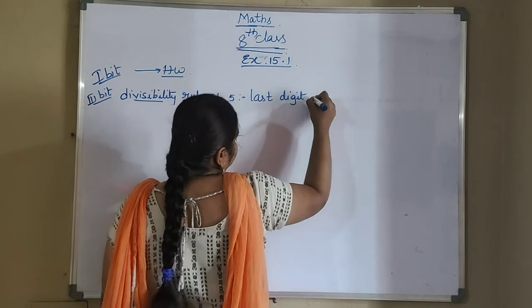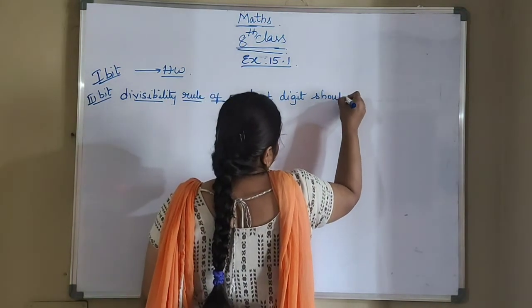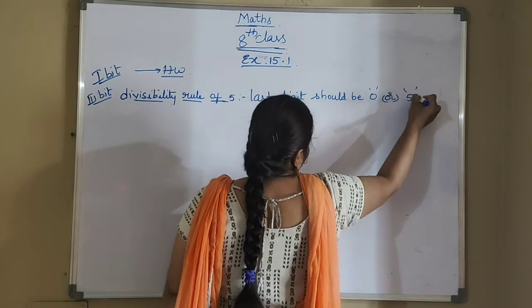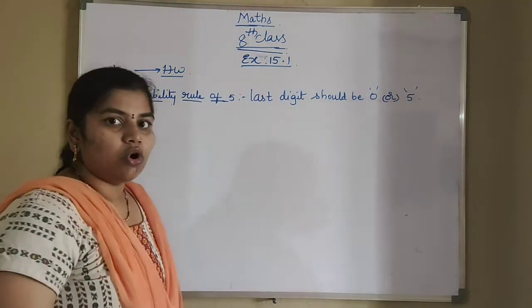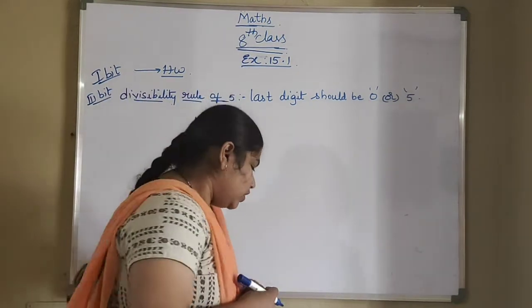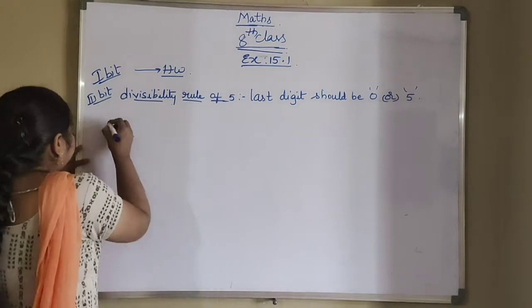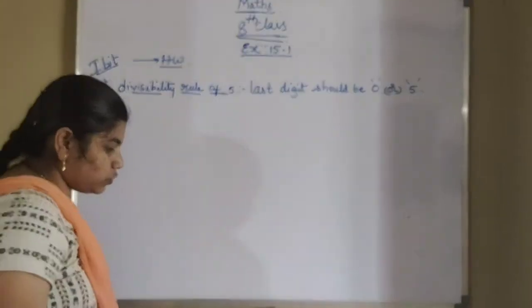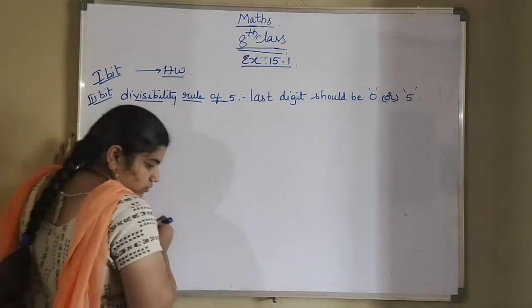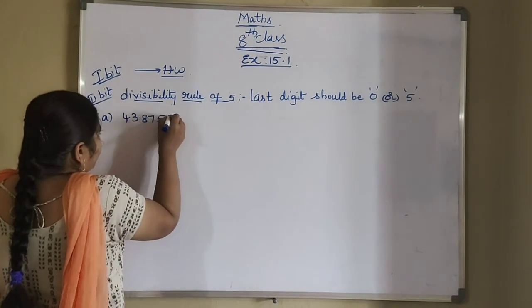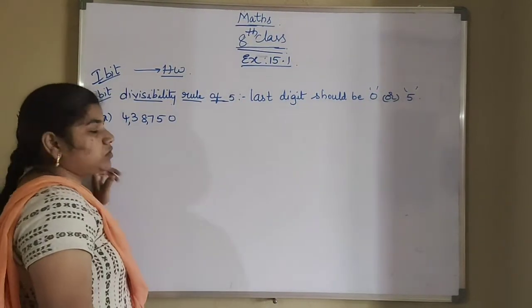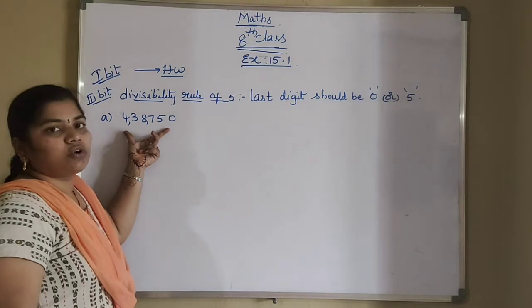Last digit should be 0 or 5. So if the number is ending with 0 or 5, then we can say the given number is divisible by 5. So what is the first one in that? That is 438750, that is 4,38,750. So whether this number is divisible by 5 or not, we have to check.